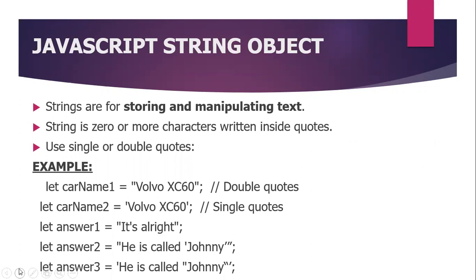There is an example for creating string objects. I'm using the let keyword. Let carName1 is equal to "Volvo XC60". Here I'm using double quotes, and the same can be done with single quotes. Here, let answer1 is equal to, inside the double quotes, I'm using a single quote, but this will be printed. It will not be considered as a string object. The similar one for answer 2 and answer 3.